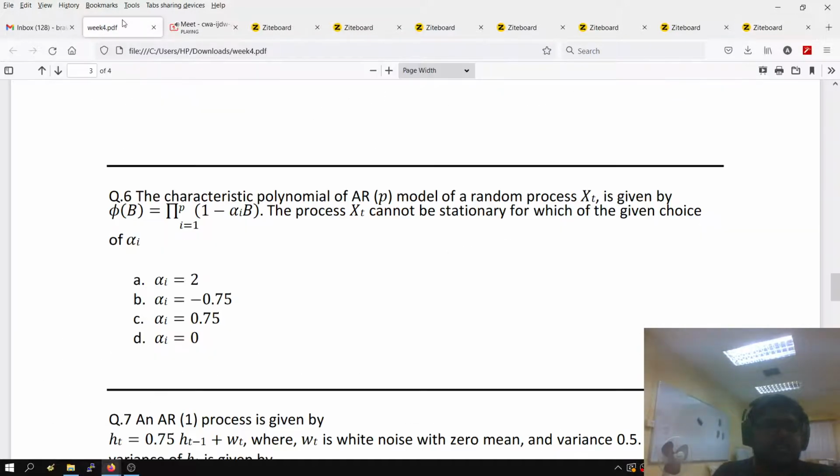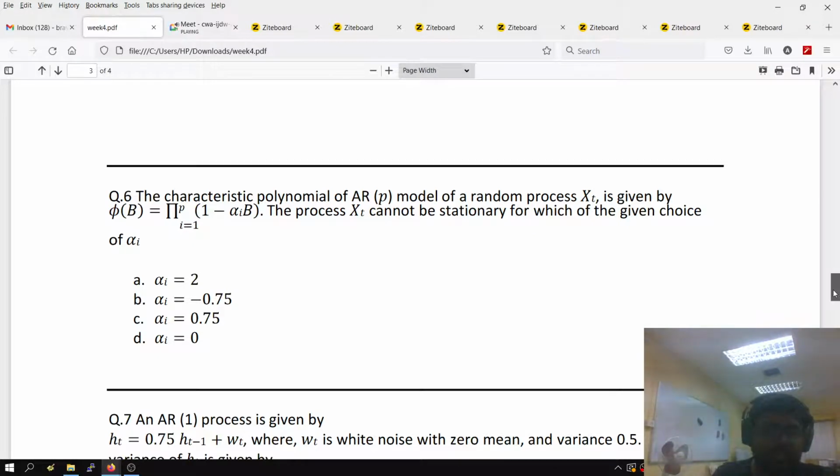So what is the answer here? It says xt cannot be stationary. For all other values, it is less than or equal to 1. So if alpha equals 2, then the process will not be stationary. So the right answer is option A.